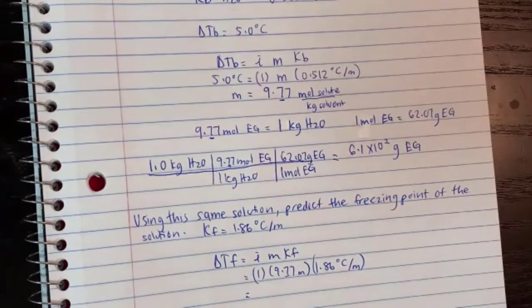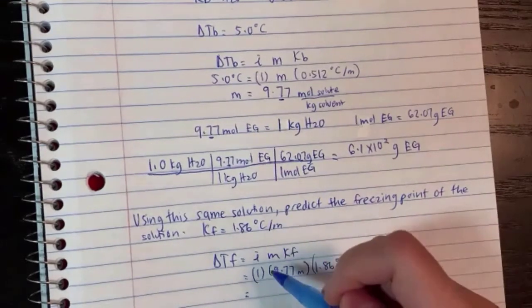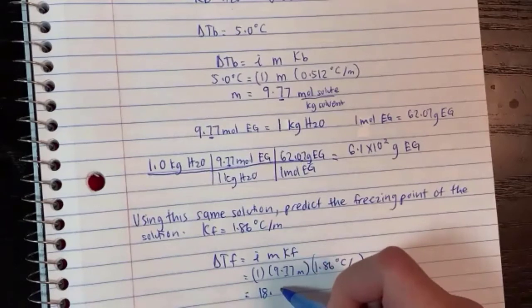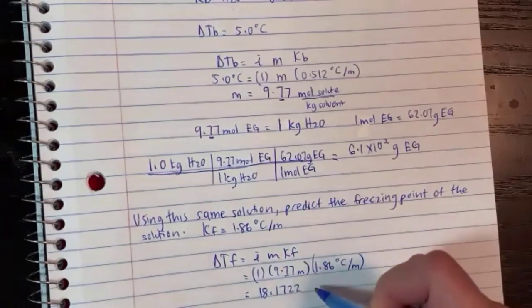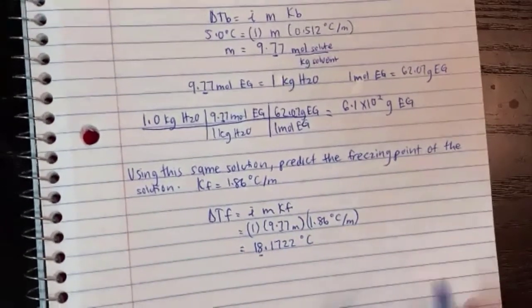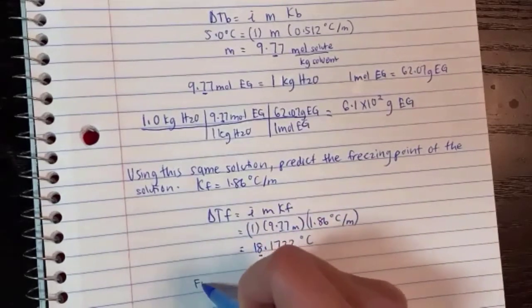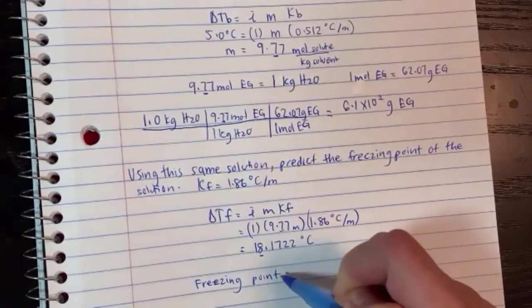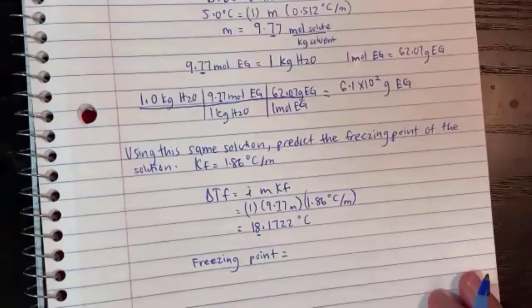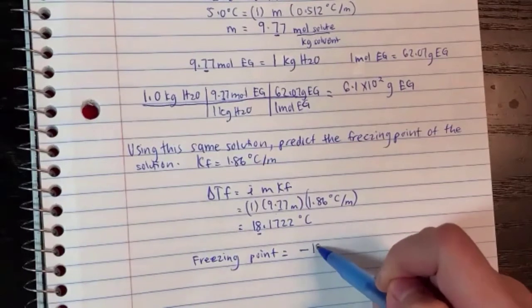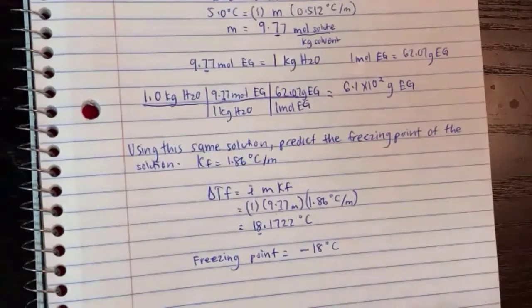So let's see how much that is. You get like 18 point, it's 18.1722, but we don't have to keep all that. I'm just going to write it down. But really, you're just going to keep the second number. So your real freezing point will be basically 18 degrees smaller than your original, which is 0, right? So what's your freezing point now? It's going to be negative 18 degrees Celsius, or negative 18.2.